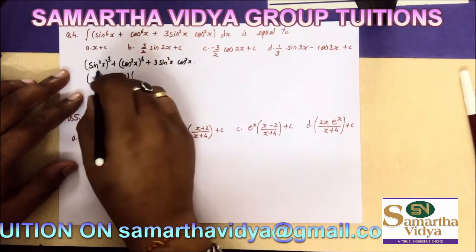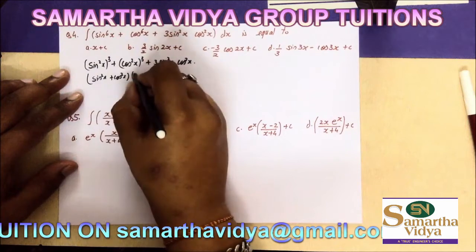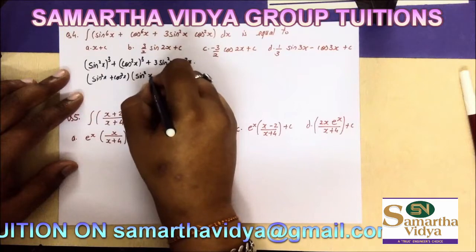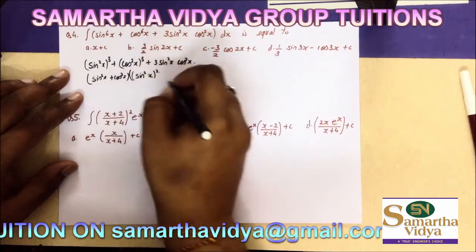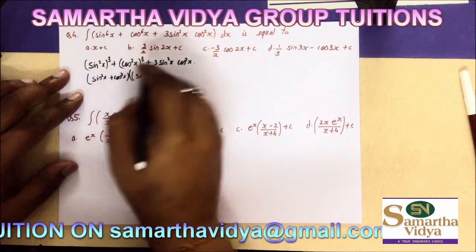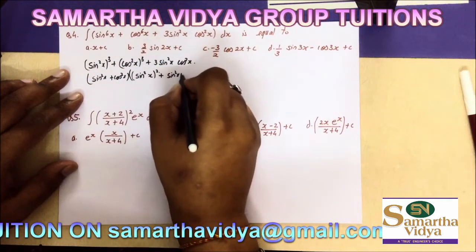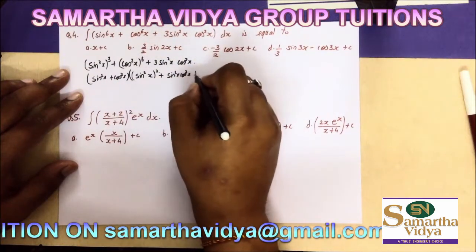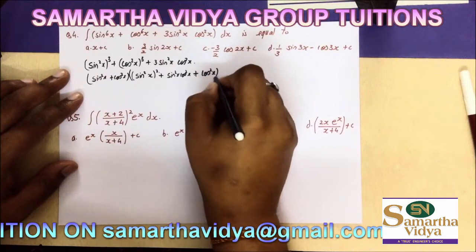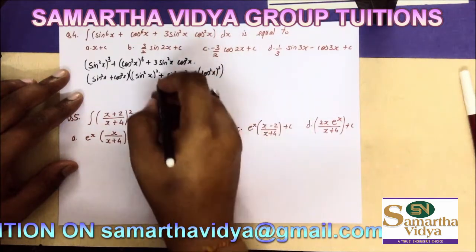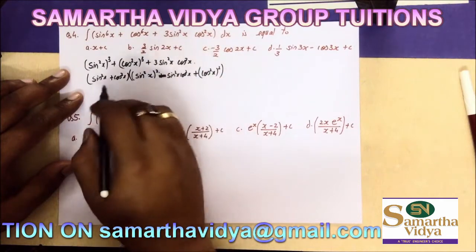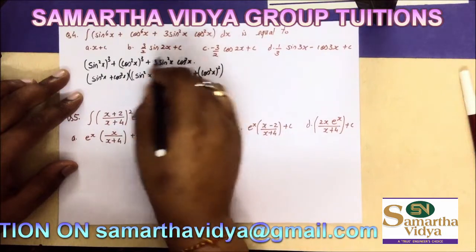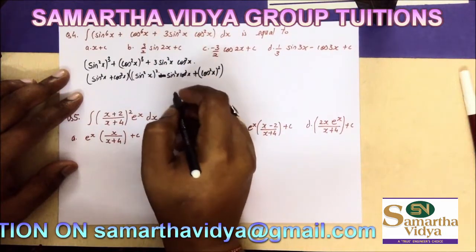So a plus b, that is the a cube plus b cube formula, so a plus b, and a square, so a square is nothing but sin square x, let's write it as sin square x the whole square, plus ab, so that's sin square cos square, and plus b square, so that's going to be cos square x the whole square. Sorry, there's a minus sign here. So the formula is basically a plus b into a square minus ab plus b square. And we have this term which is 3 sin square x cos square x.